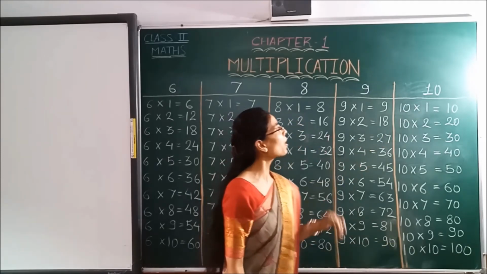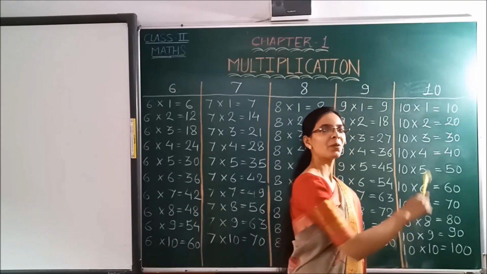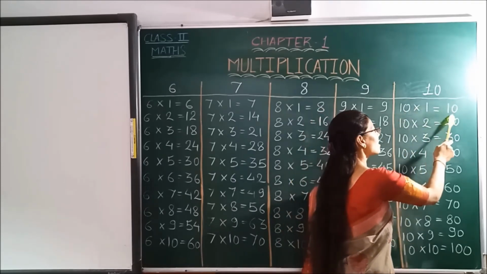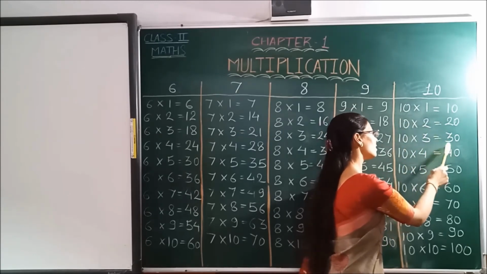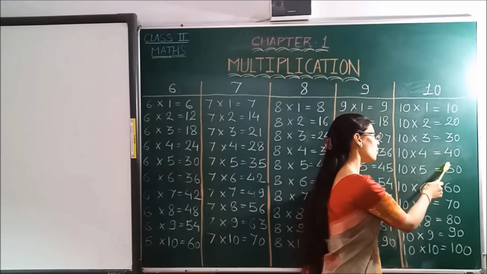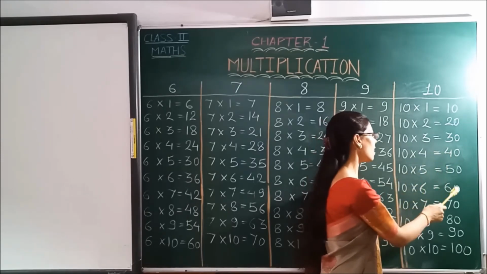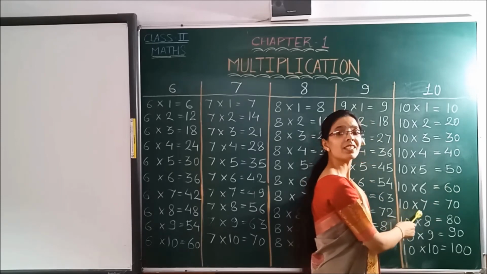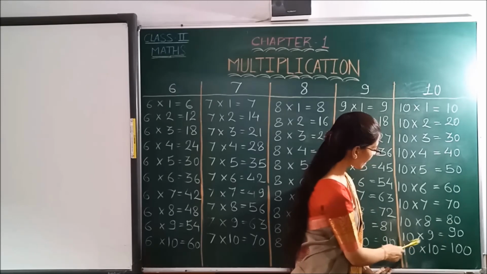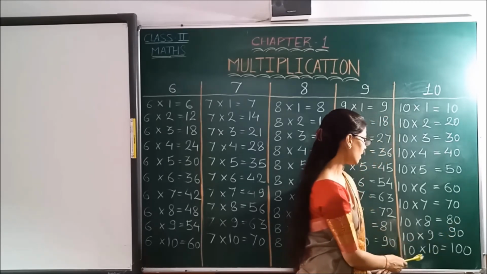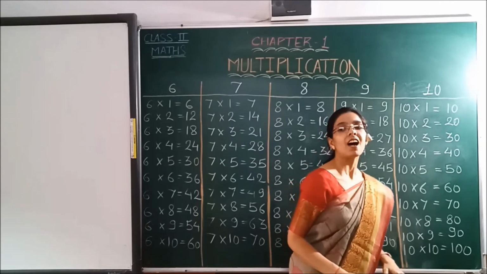Okay, now the table of 10. I know table of 10 is very easy, no? Yes. 10 ones are 10, 10 twos are 20, 10 threes are 30, 10 fours are 40, 10 fives are 50, 10 sixes are 60, 10 sevens are 70, 10 eights are 80, 10 nines are 90, 10 tens are 100.